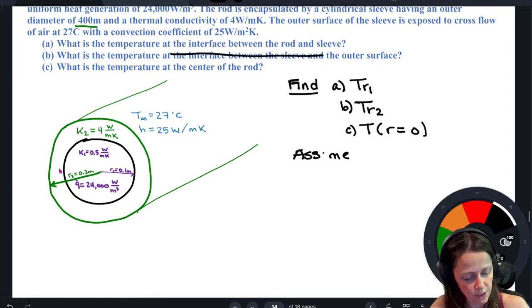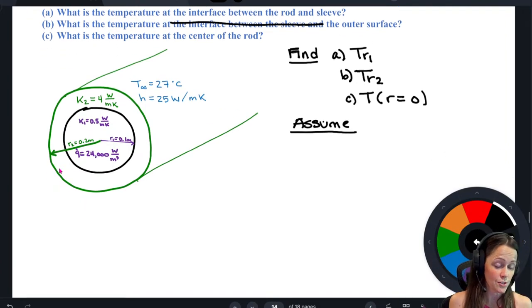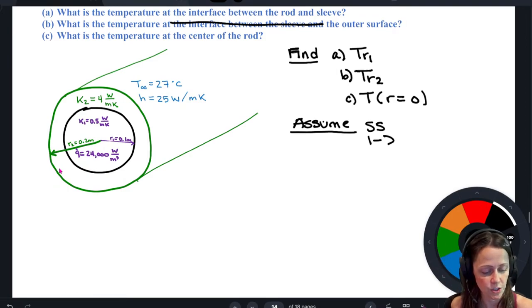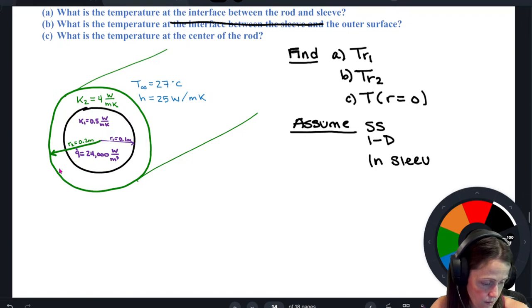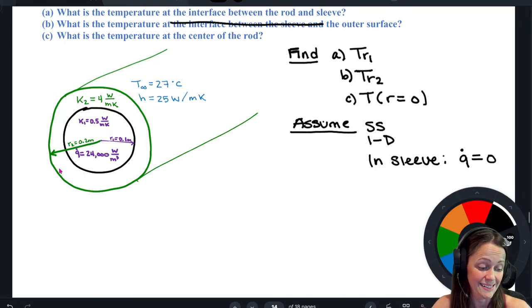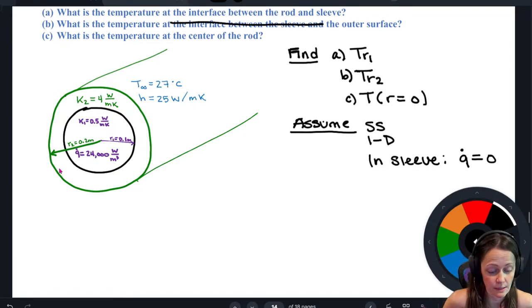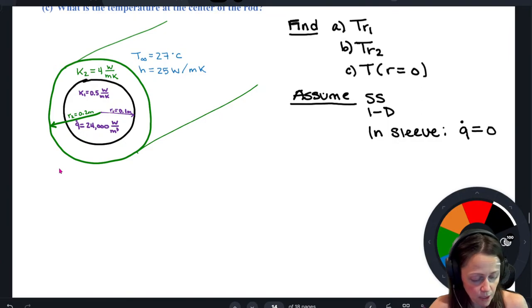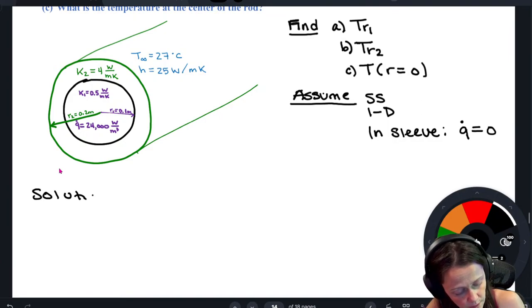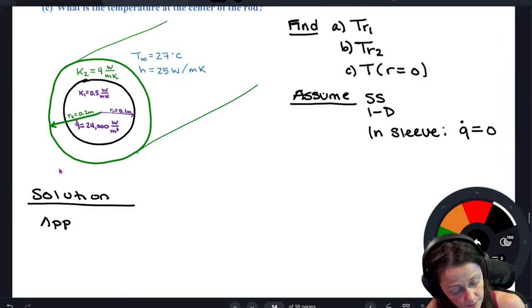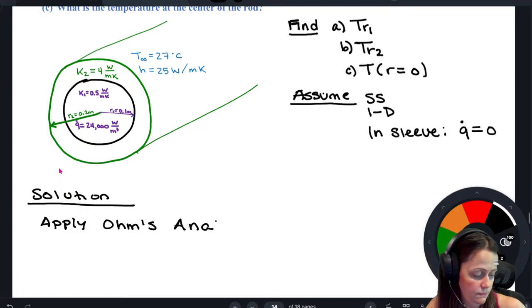Now, yes, I've got some heat generation, and that's all well and good, but I will note that it's steady state, one dimensional in the radial direction as far as heat transfer goes. And then in the sleeve, that Q dot is equal to zero. And so I can still apply Ohm's analogy in the sleeve. So in the green part, but not the middle part, because there's energy generation or Q dot in that middle part. Okay. So I'm going to apply Ohm's analogy in the sleeve. In the green part.